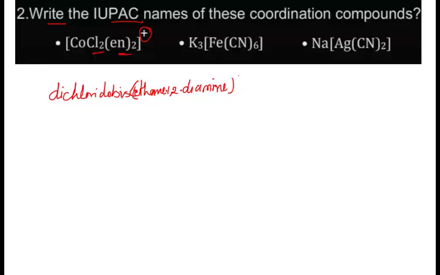and then cobalt, the central atom, and then its oxidation state. So what will be its oxidation state? How to calculate the oxidation state? For example, the complex given is [CoCl2(en)2], with a positive charge. Now let us calculate the oxidation state.